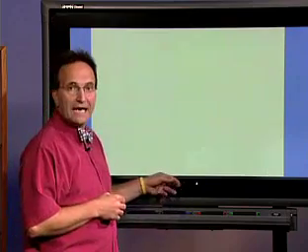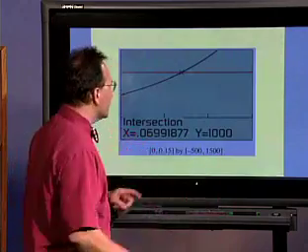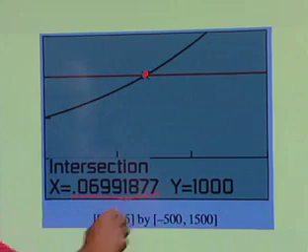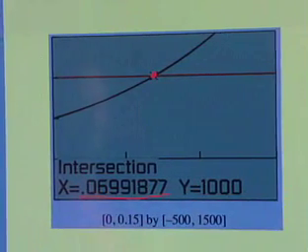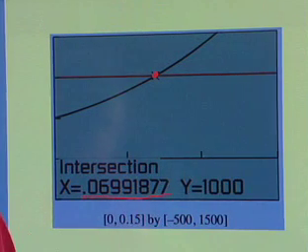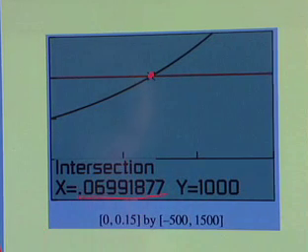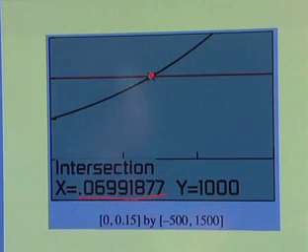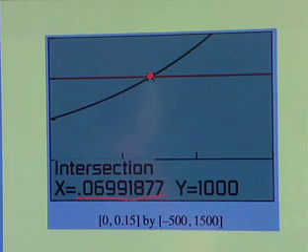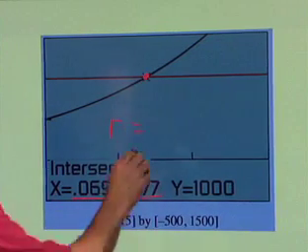So let me show you that graph right here. We have the intersection occurring right here, which is when x is equal to 0.06991877. Well, of course, basically what that's telling us, if we round it off, is that we would have 0.07, or you could even say that it's 0.0699. So the interest rate R would be 6.99%.